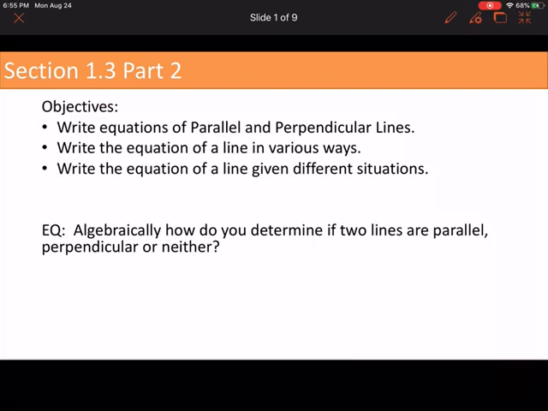Hello, this is part 2 of section 1.3. We're going to continue on about writing equations of the line, and today is about parallel and perpendicular lines. And this is the essential question.